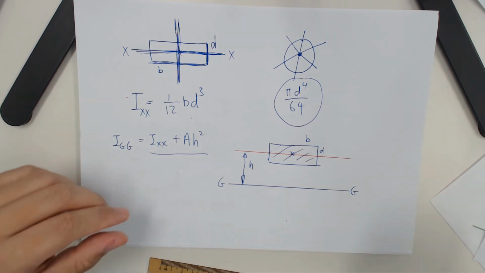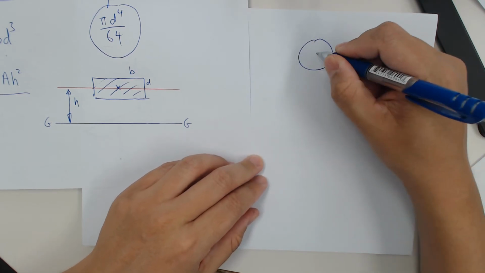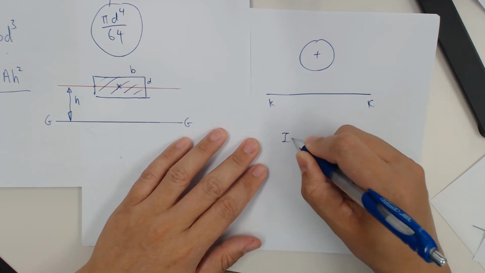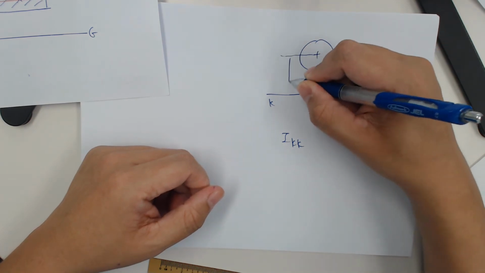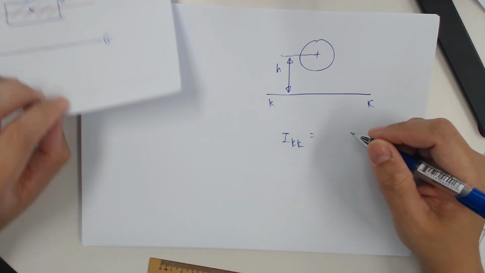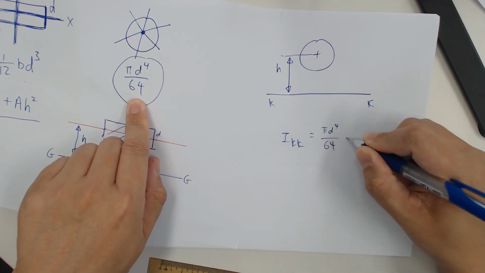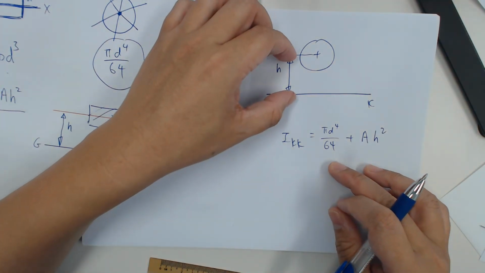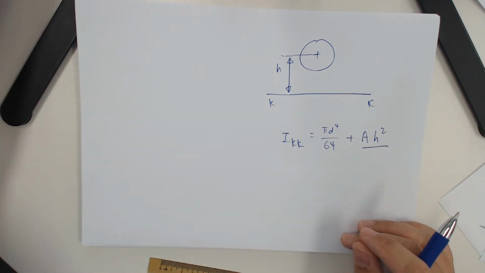I hope you can see this. So likewise for a circle also. Let's say I have a circle here and I want to find I about this axis. First you have to find out what this distance here is, what this h value is. Then you just use the simple shape formula: pi d to the power 4 over 64 plus area of the circle times h squared. As long as there's an offset, you have to add this term. That's the moral of the story.